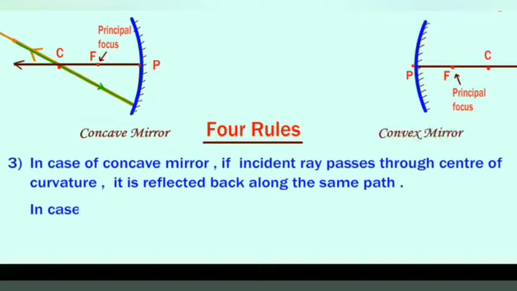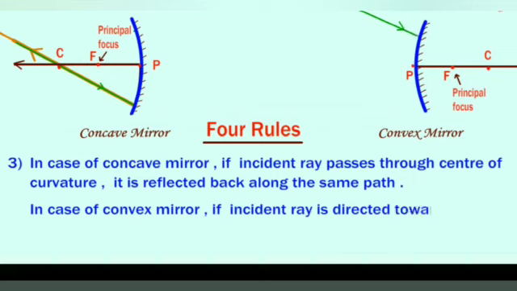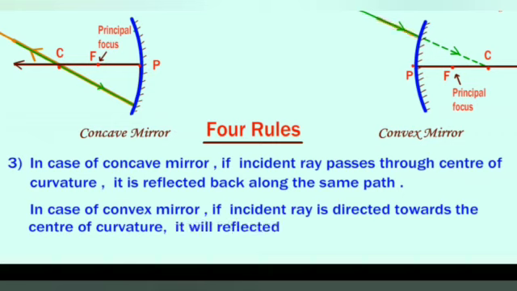For convex, again the rule is same. You see here the ray, you can see again with the green light. This is incident light. Now it is passing through center of curvature. Remember again the back side we are showing with the dotted line, and it has retraced its path.